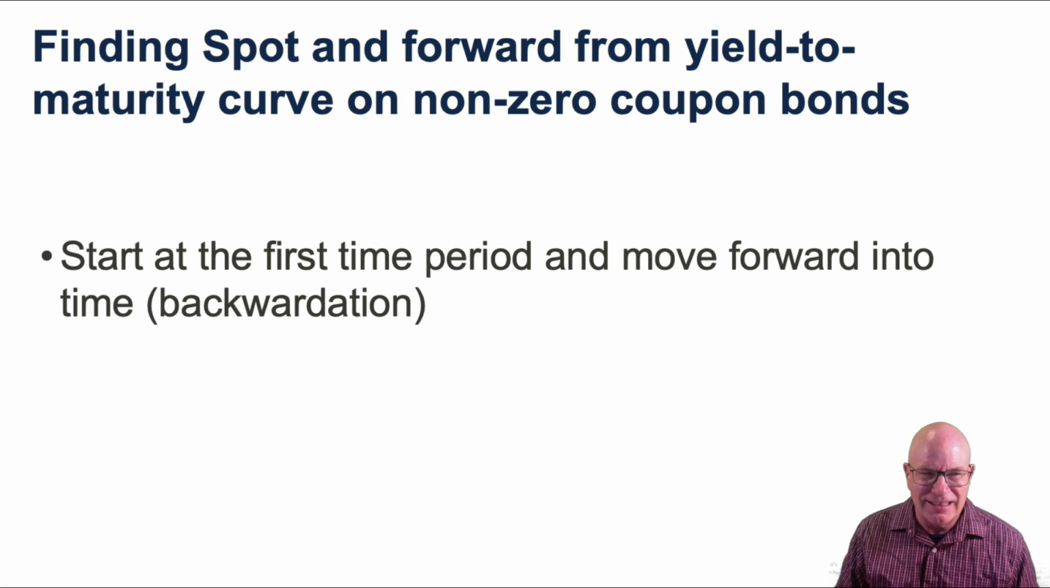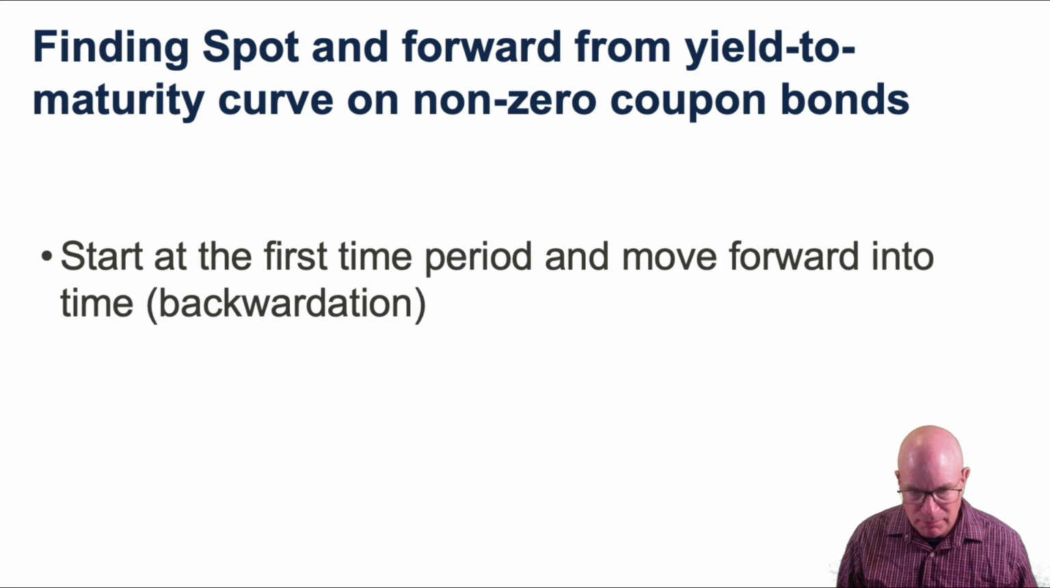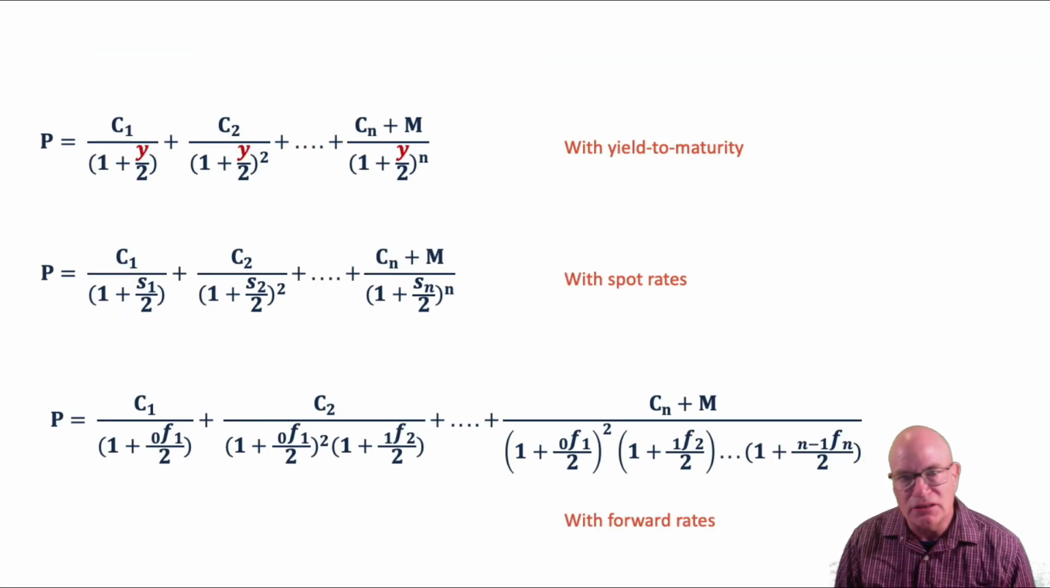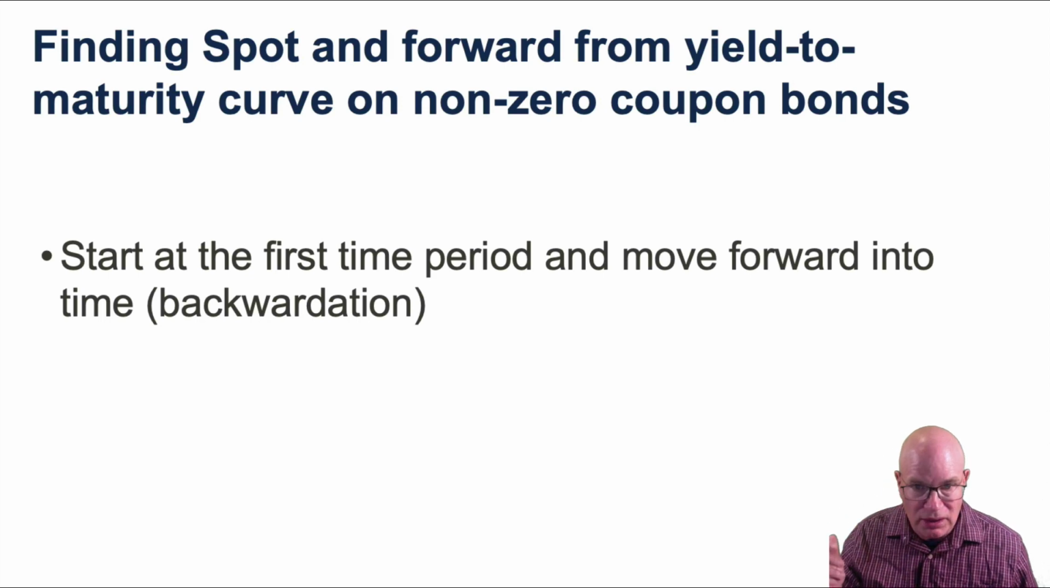I am going to illustrate, though, the process of finding a bond price and then its yield to maturity. And remember, in equilibrium, all of these equations must hold. All right? If they don't, there are arbitrage opportunities available.